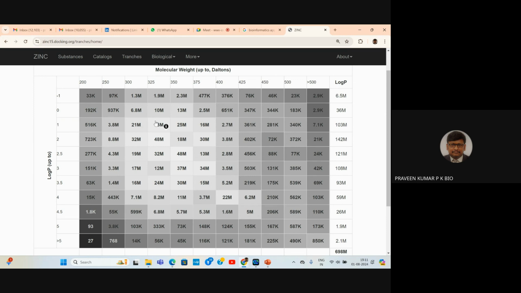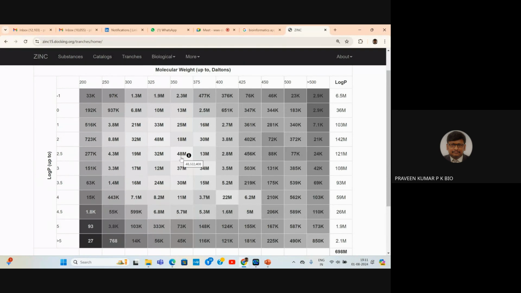If you want to select a molecule with a particular physical property, say 350 is the ideal molecular weight and you want to select logP as 3, then with 350 and logP 3, you can see 37 million compounds are present. If you click this, those 37 million molecules will be downloaded in the form of a single data set. And if you go with 350 and 2.5 log partition coefficient, you find 48 million molecules.